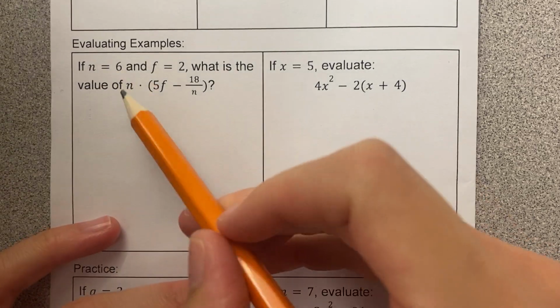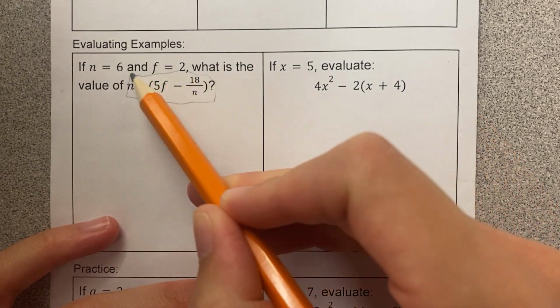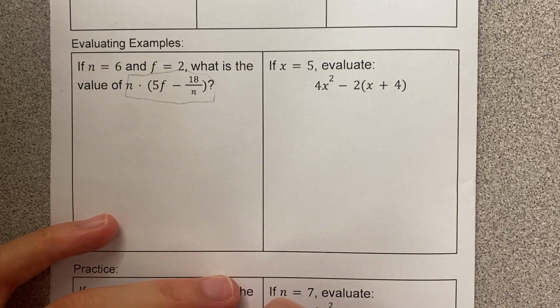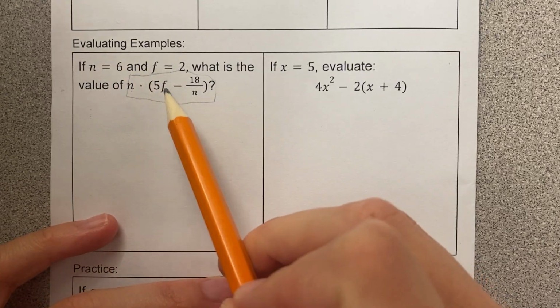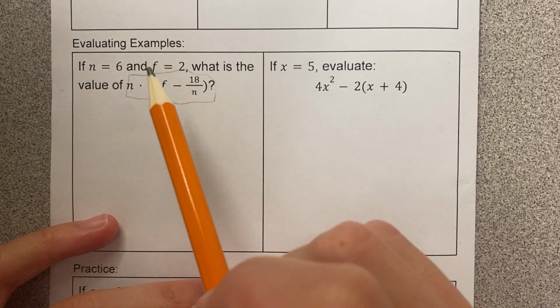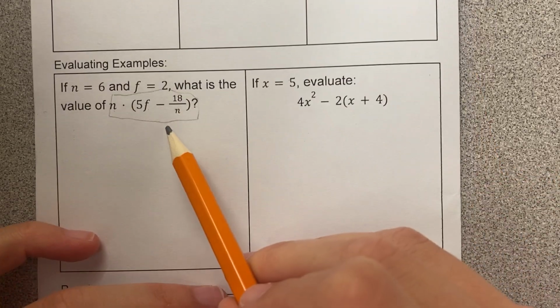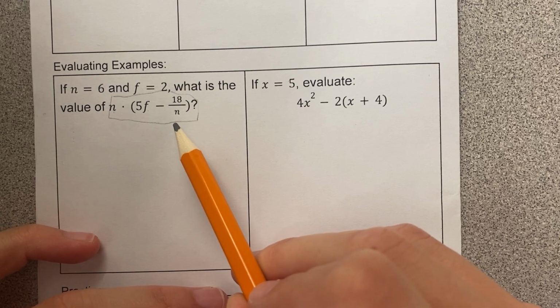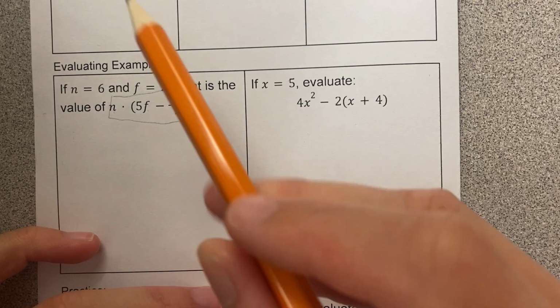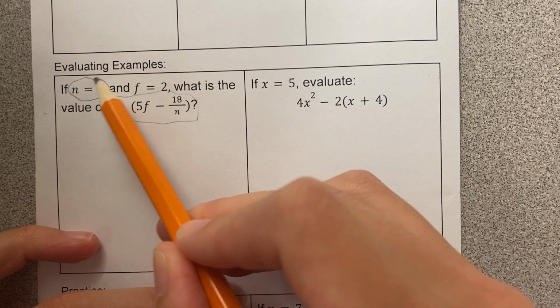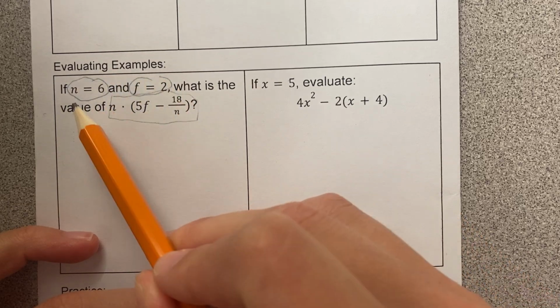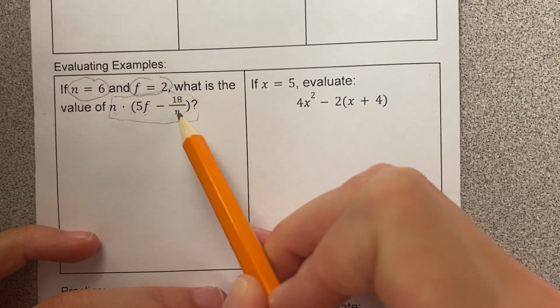In this problem, notice what I have is an algebraic expression. It has variables in it, right? Remember, with numerical expressions that look like this, we can just use order of operations. This is an algebraic expression, but it's kind of, but kind of not, because look, we're actually being given the values of both of the variables. There's an n, there's an f, there's another n.